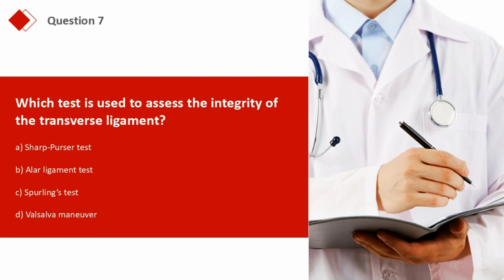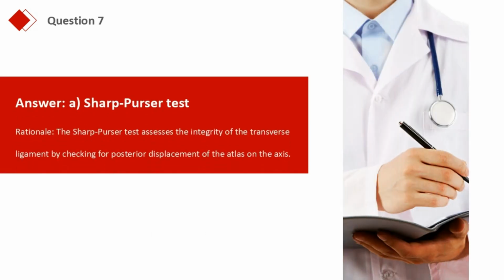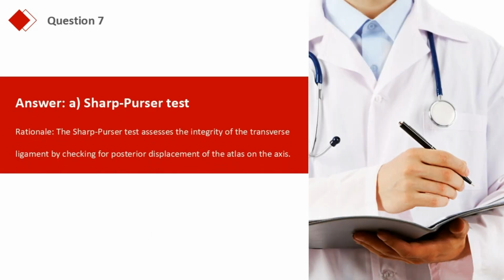Question 7. Which test is used to assess the integrity of the transverse ligament? A. Sharp-Purser test. B. Euler ligament test. C. Spurling's test. D. Valsalva maneuver. Answer: A. Sharp-Purser test.